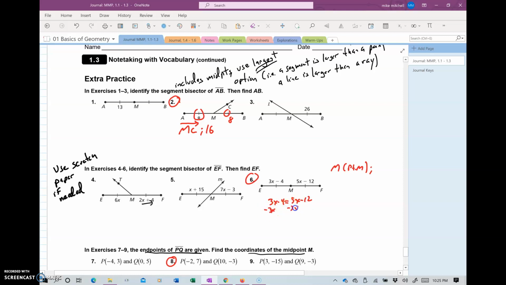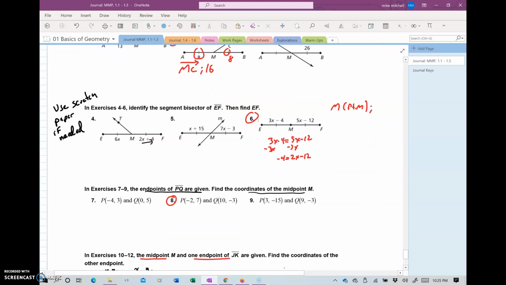Use your awesome algebra skills here. Subtract 3x from each side. Minus 12. Plus 12, plus 12. 8 equals 2x. Divide by 2. You see I'm running out of room. I mentioned it over here. Use scratch paper if needed. Okay, and that leaves us 4 equal to x.